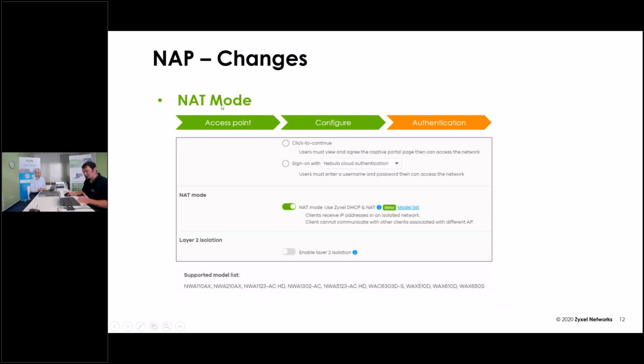Let's take a look at where we can set this up. It can be set up at access point, configure, authentication, as well as the DPPSK. A little bit below that, you can see the NAT mode feature, and here you can turn it on and off. And also here you have again the model list, which I have now made a screenshot of to show you what pops up over here.